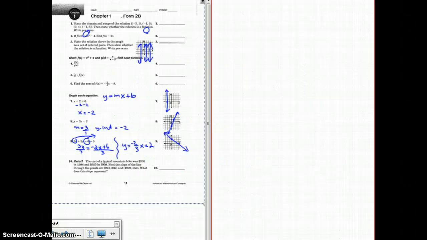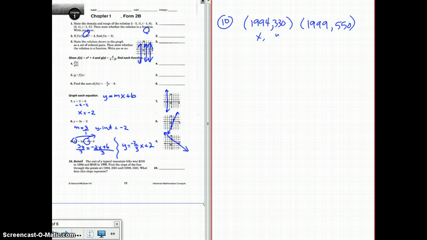I'm going to finish up this first page by doing number 10. The retail cost of a typical mountain bike was $330 in 1994 and $550 in 1999. Find the slope of the line that goes through the points 1994, 330 and 1999, 550. So those are just 2 points. That's just our x1, y1, x2, y2.